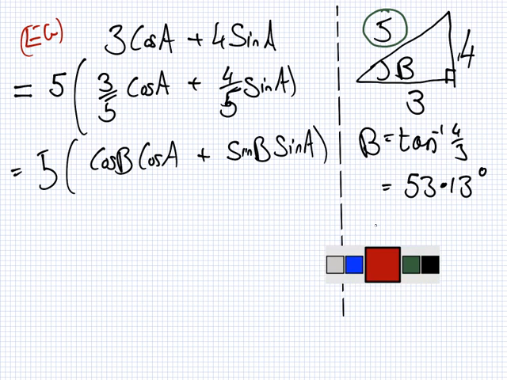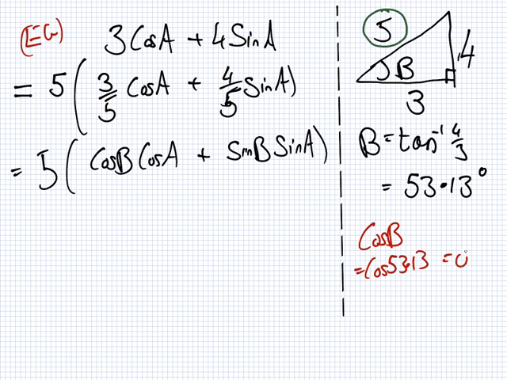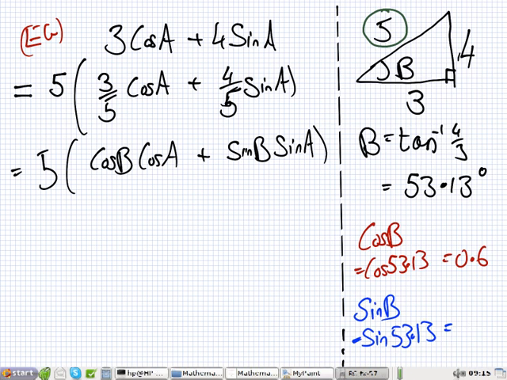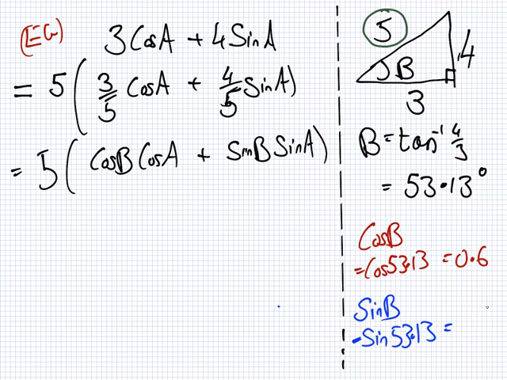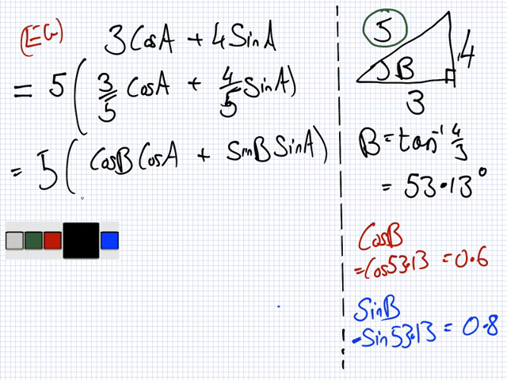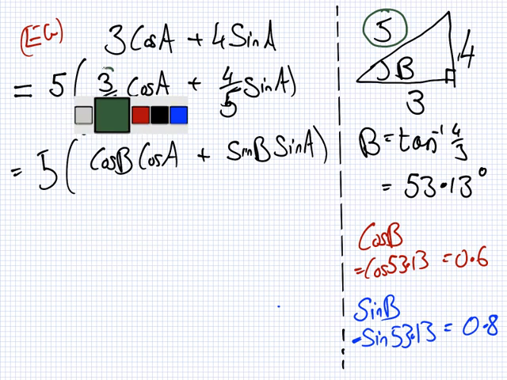And you can check it. If you type in cos B, that's equal to cos 53.13, you should get 0.6. Why don't you check it? Cos 53.13, yeah. And likewise for sine, you should get 0.8. 0.799. Yeah.